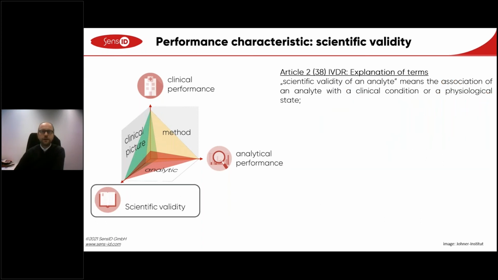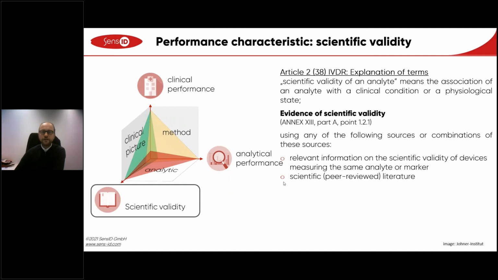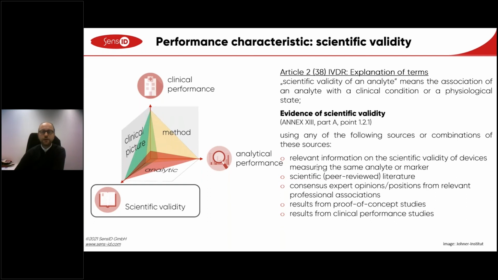So let us have a closer look at scientific validity. Also here, the IVDR explains the terms. And the question is how to show evidence of scientific validity. This is also explained by using any of the following sources or combinations of these sources: relevant information on the scientific validity of devices measuring the same analyte or marker, scientific literature, consensus expert opinions, positions from relevant professional associations, results from proof of concept studies, results from clinical performance studies.